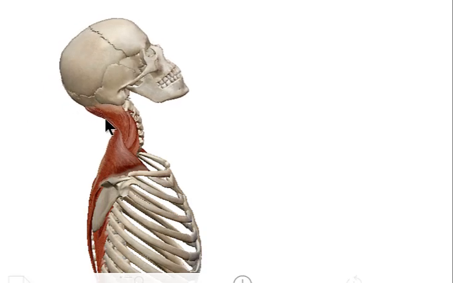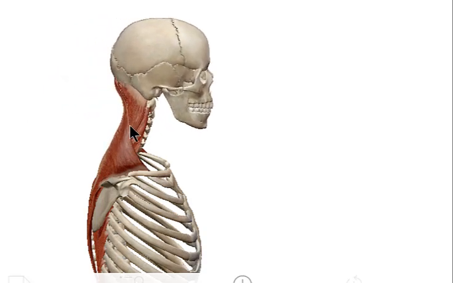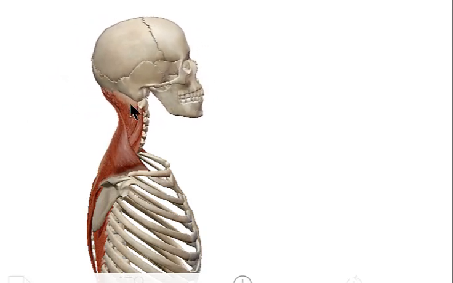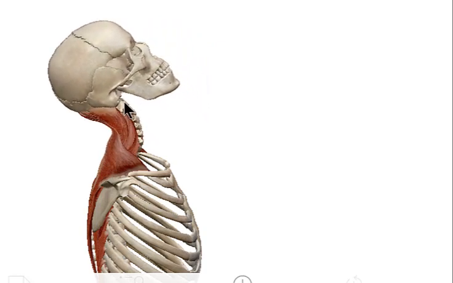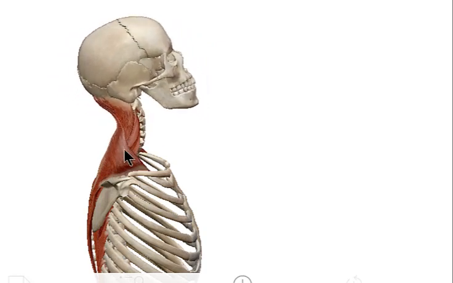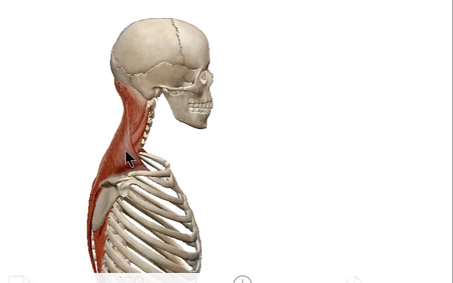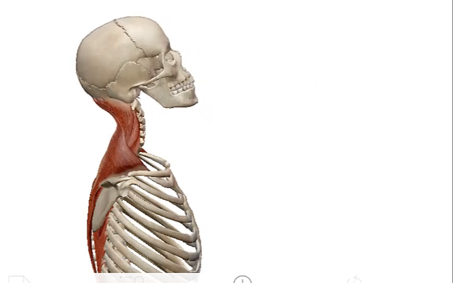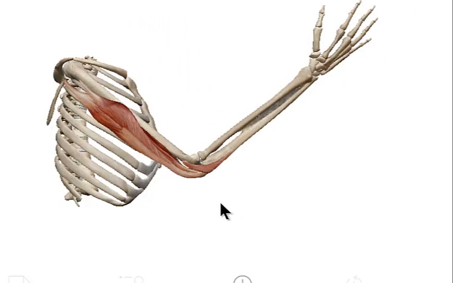Here, let's look at muscles which cross behind the joint. So here, for example, trapezius and all these muscles crossing behind the vertebral column, the cervical portion. Notice how when they contract, they cause extension. Let's look at another one.